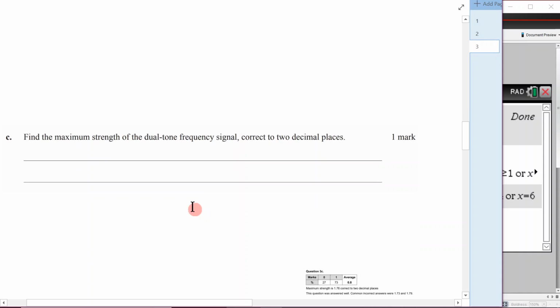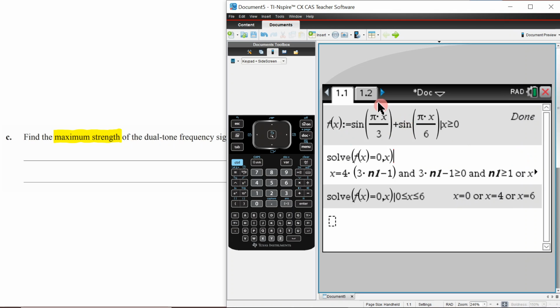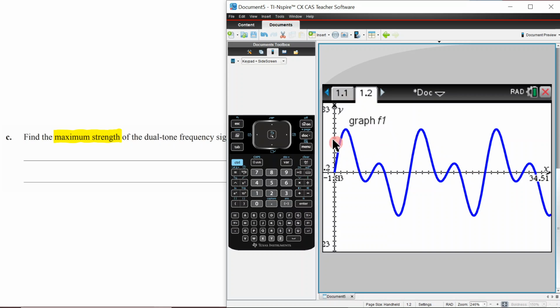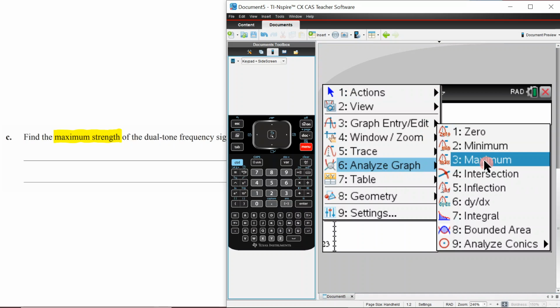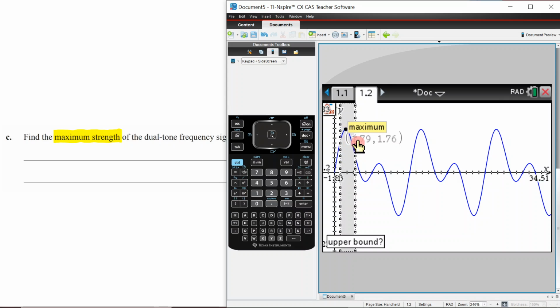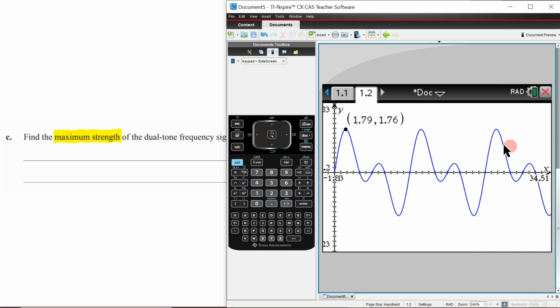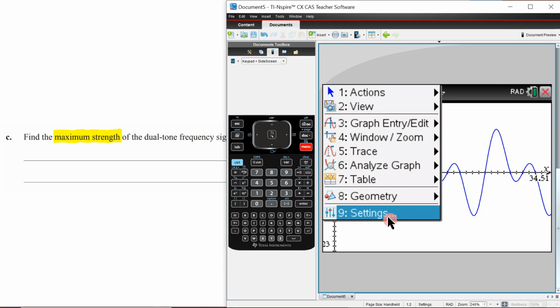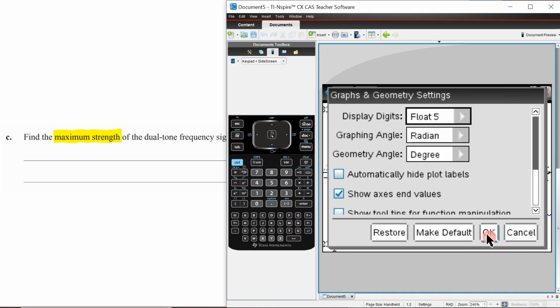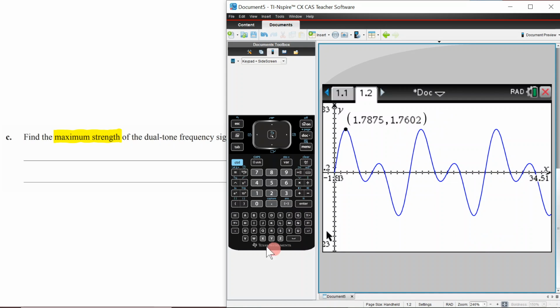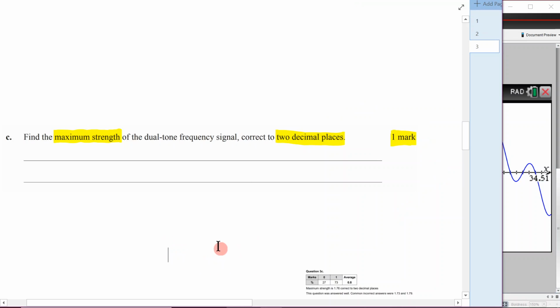Let's keep on moving. The next thing it says is find the maximum strength of the dual tone frequency signal correct to 2 decimal places. This is only worth 1 mark, so no working required. So I'm going to simply come to my graph and ask what this value is going to be. I go menu, analyze graph, maximum from here to here. So it's just going to be what my y value is, 1.76. Now it says to 2 decimal places. I don't want to make a rounding mistake, so let's go to settings and set a higher float just in case. Yep, that's fine. It's going to be 1.76 as my answer.